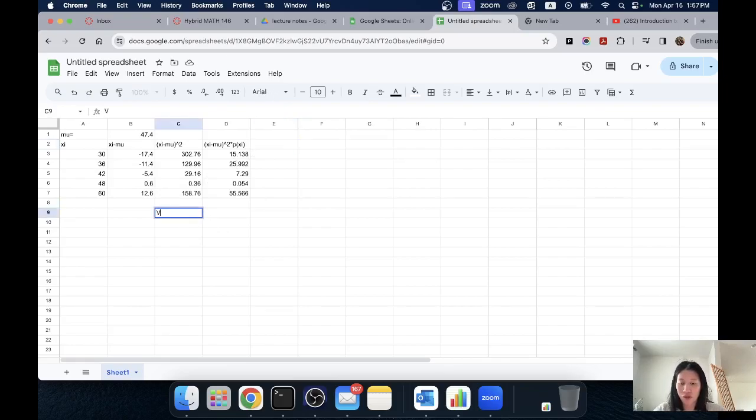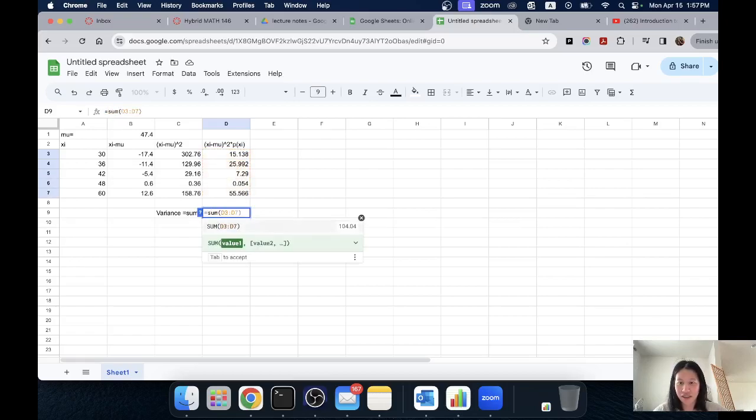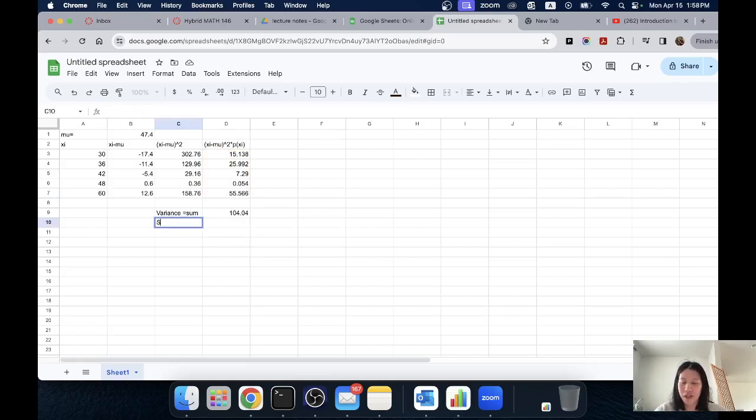The sum, which is our variance, equals the sum, which is here. Oh, they already know that because I typed in the sum, right? The sum of these guys. Yeah, it's 104.04. And then the standard deviation is going to equal the square root of this value. Look, done.